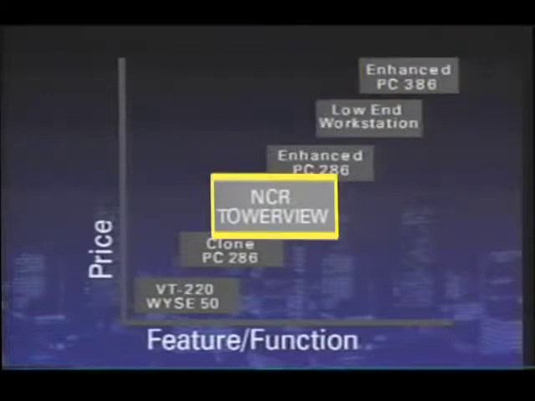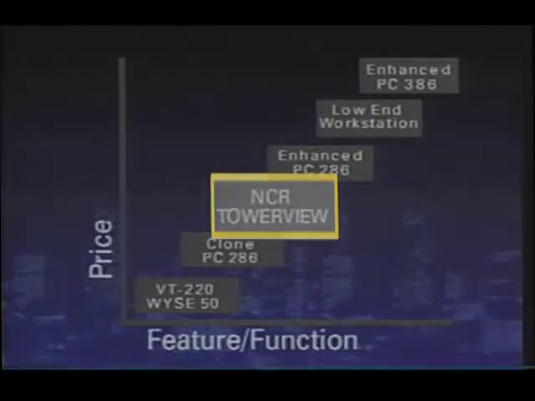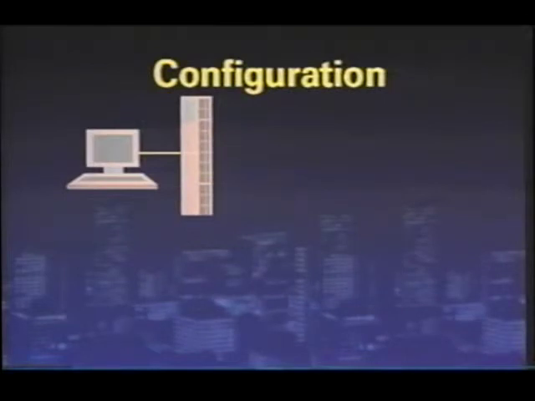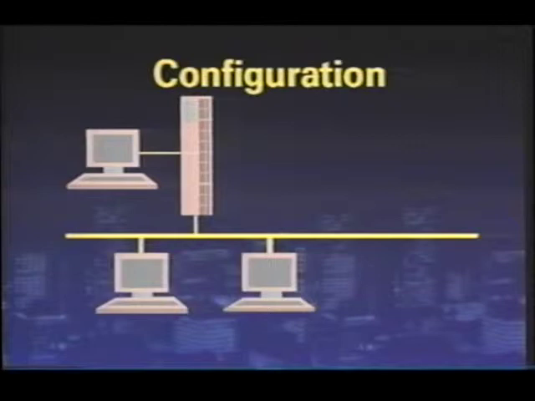The NCR Towerview enters this price-performance matrix capable of extending the full functionality of an NCR Tower 32 host at a price lower than the enhanced PC 286 systems. It combines the specific power and benefits of distributed user interface systems with the integrated capabilities of networked systems. A single NCR Towerview can simultaneously access multiple hosts sharing X window system capabilities. Multiple NCR Towerview units can also provide workstation capabilities across the same communications network.